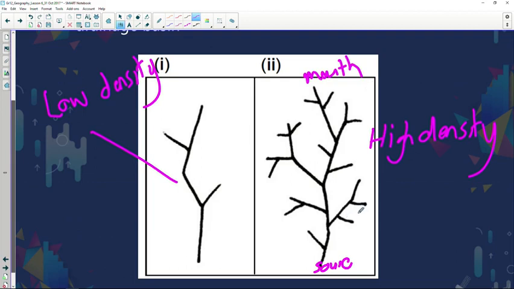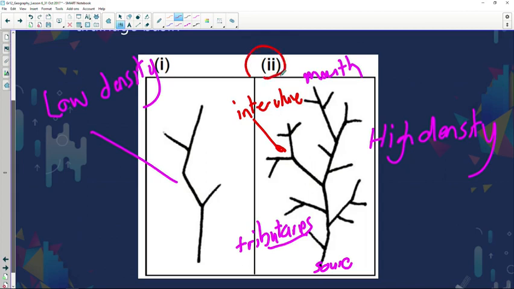What do we call these? These are known as tributaries. What separates the tributaries from one another? What do we call this area over there? Interfluve. It's a high-lying area. But as you can see, drainage basin 2 has a high density. It's got many tributaries. 1, 2, quite a few, where drainage basin 1 has only got 2.